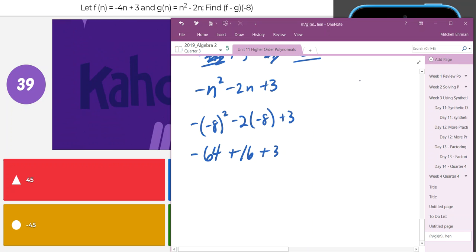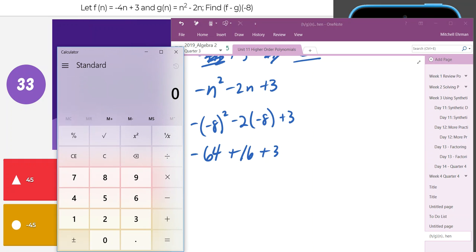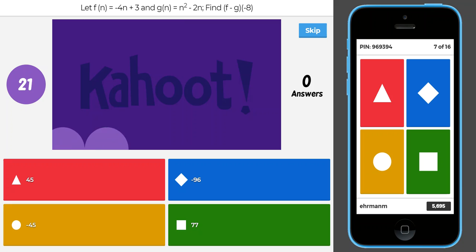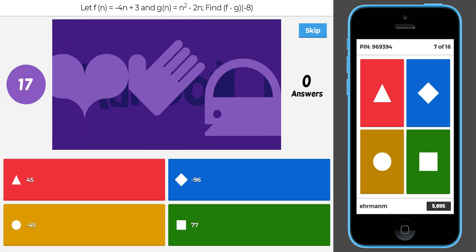And so now we've got to think about this just a little bit, and I'll go ahead and cheat, and I'll pull up my calculator here because I'm on the clock. How about negative 64 plus 16 plus 3, and that looks like negative 45 to me. So negative 45 is the circle, and I'll go ahead and make that choice.